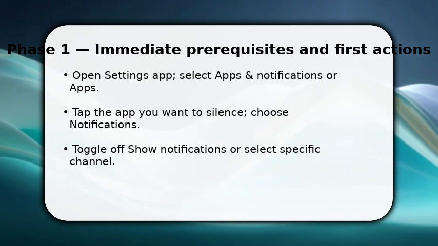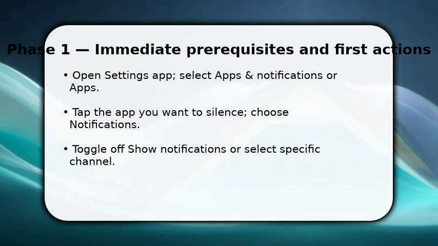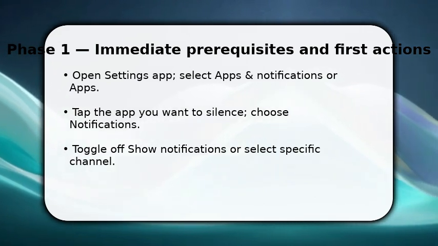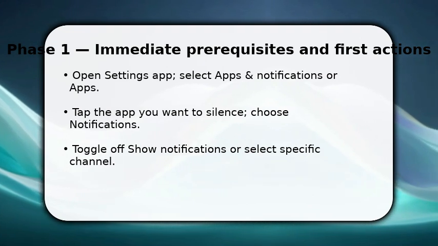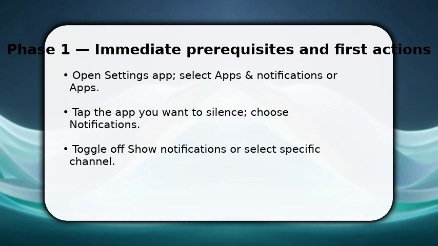Next, choose Notifications to see channels or a master switch. Turn off Show Notifications to stop all alerts or tap individual channels to silence only certain types. This gets you immediate, precise control without disabling the app itself.